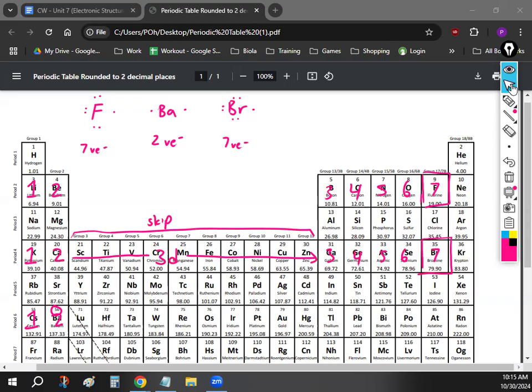All right, now, it's super duper easy when it's just regular elements. However, we're going to talk about ions now. So let's take a look at the bromine example, but let's turn it into an ion. So we're going to do Br minus. Br minus.